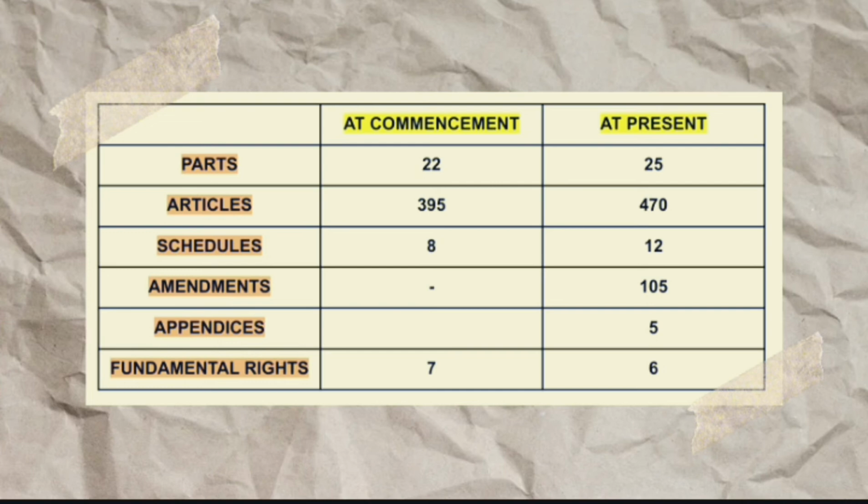But mind you, we cannot create these changes easily. The Constitution also contains rules on how to amend it, which we will be learning in another video in detail. So at present, there has been 105 amendments to our Constitution. And finally, we have 5 appendices. Appendices are nothing but tables of supplementary matter that is at the end of the Constitution.